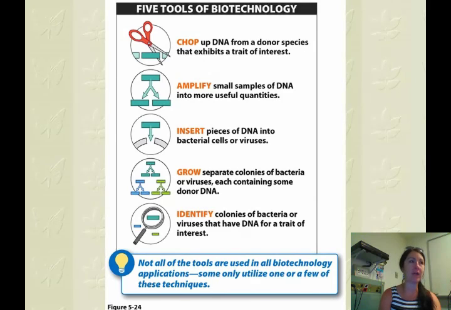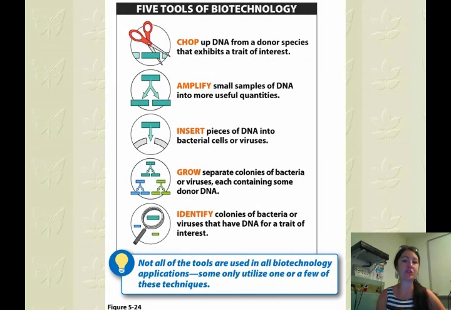So let's say you go to a crime scene and you find one little drop of blood. You can't do a test on just one little drop of blood. So what they would do is amplify the small samples of DNA. So take that one little drop of blood, make the DNA make lots more of itself, identical copies of itself. So amplifying, taking small samples and making it bigger into more useful quantities.